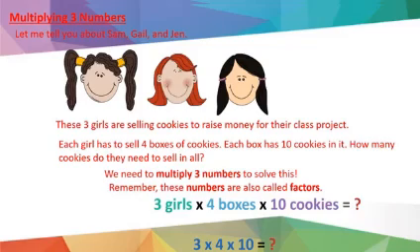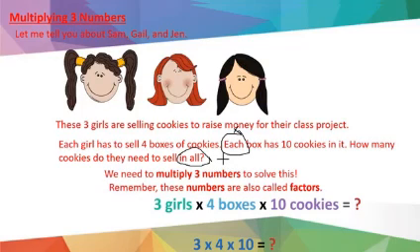So here, in each box, "each" is a keyword of multiplication, so we should multiply. And let's continue. How many cookies do they need to sell in all? "In all" is a keyword of addition. So we need to multiply 3 numbers to solve this problem.